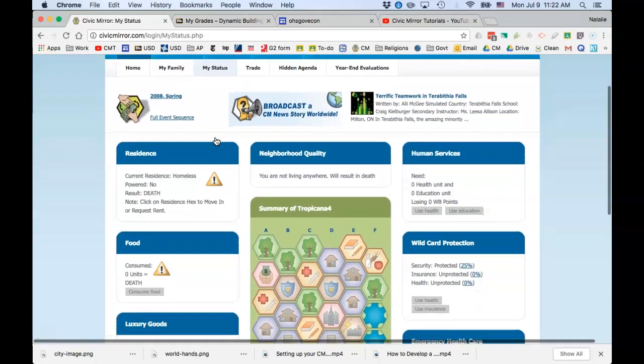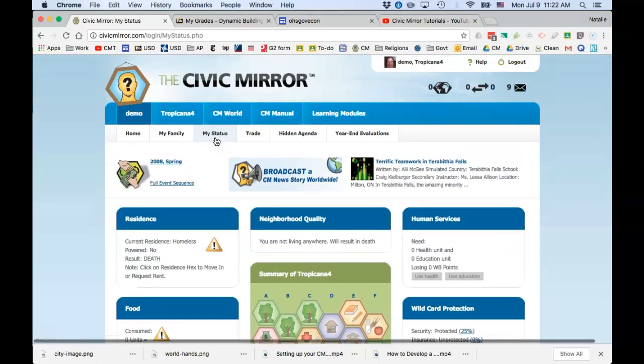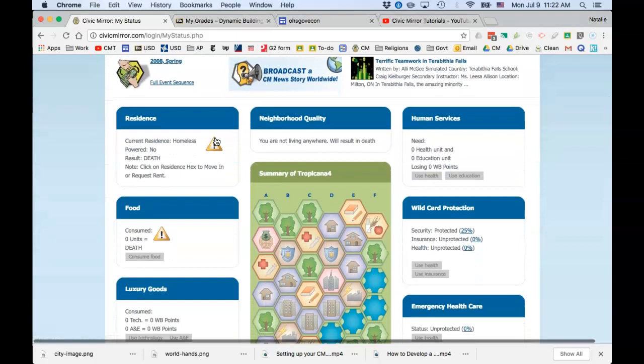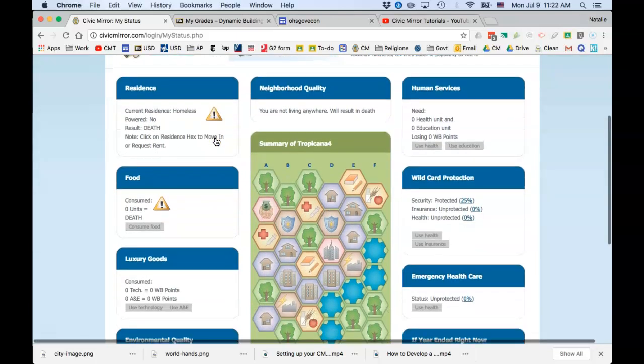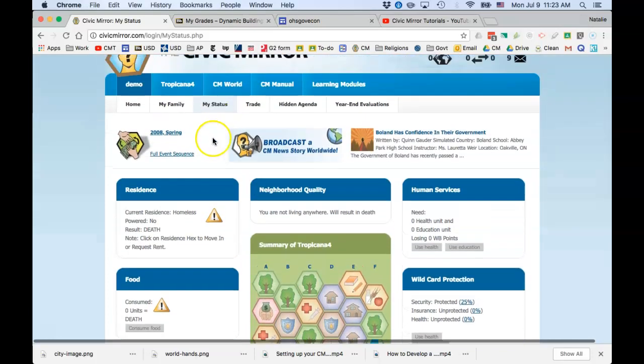All right, here it's going to tell you, this is a very important page. This is going to tell you your family's condition. Right now, you're looking at the possibility of 2 deaths in your family at the end of the year because so far you don't have a place to live, a powered place to live, and you don't have food to eat. So we're going to try and take care of the housing situation first.